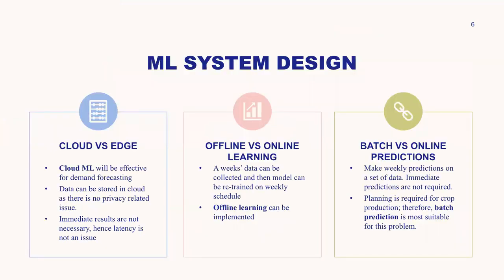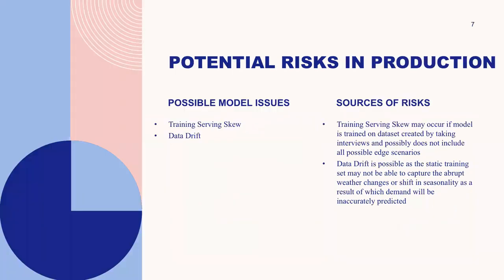So in this ML system design, I think that the cloud ML will be more effective for demand forecasting, as for the data storage there is no privacy related issue and we do not need immediate results for this, so latency is not an issue. A week's data can be collected and then the model can be retrained on a weekly schedule, and thus offline learning can be implemented for this ML model. We can make weekly predictions on a set of data and immediate predictions are not required. In this case, planning is required for crop production and therefore a batch prediction is most suitable for this.